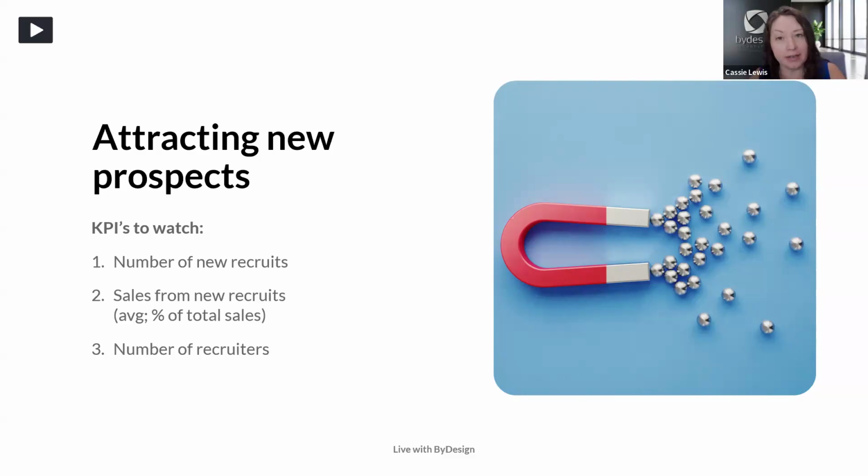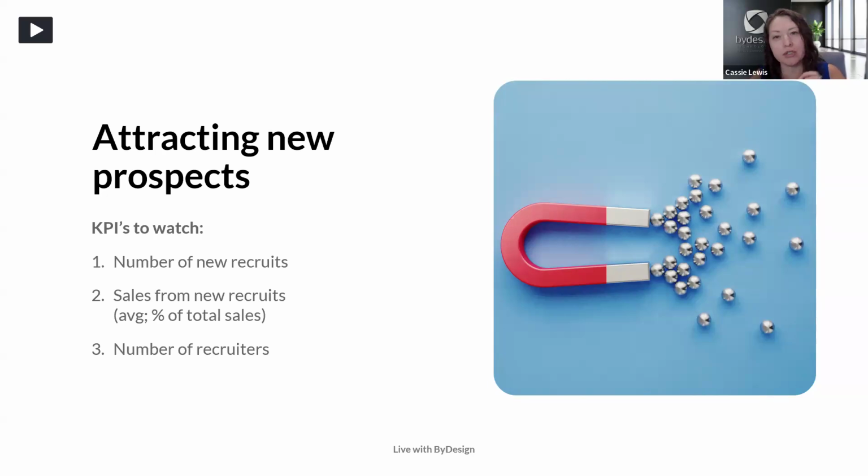Number one is a very easy no-brainer. Obviously, you want to track the number of new recruits. If you're trying to attract new recruits to your business, you need to monitor how many are being attracted. That's going to be the number one indication of whether you're successfully attracting them.